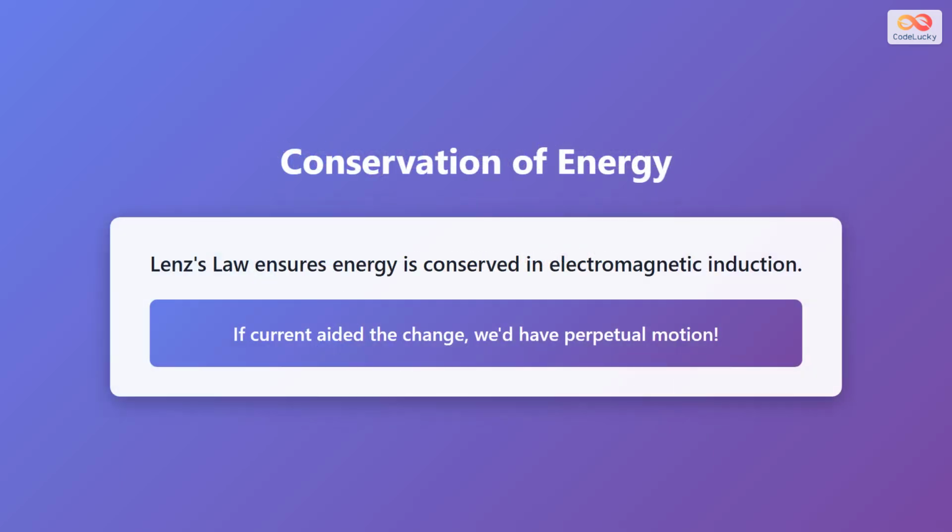Lenz's law is deeply connected to the conservation of energy. The opposition to change ensures that energy is conserved in electromagnetic induction. If the induced current aided the change instead of opposing it, we would have a runaway effect, creating energy from nothing. That would give us perpetual motion, which violates the fundamental laws of physics. Lenz's law prevents this impossibility.